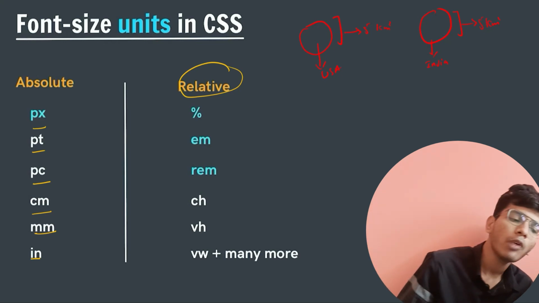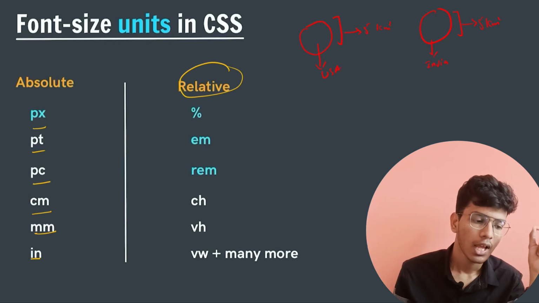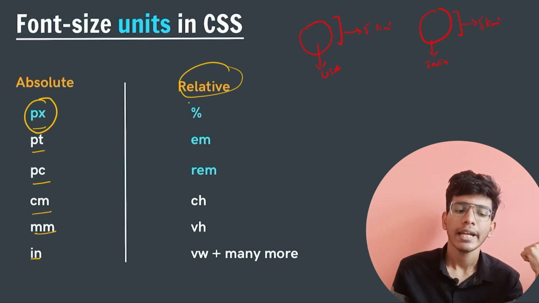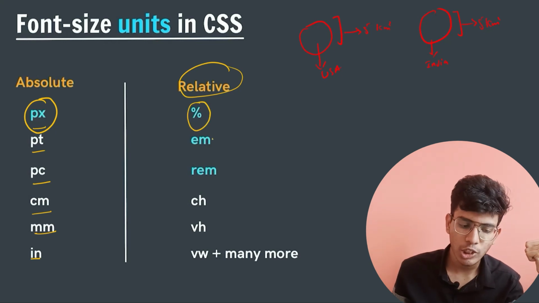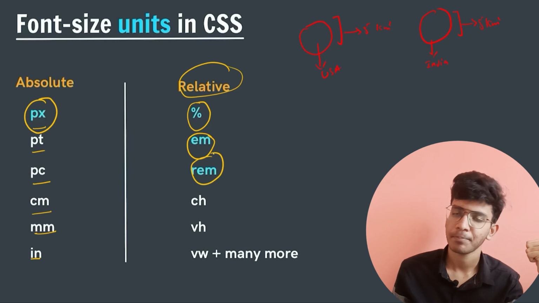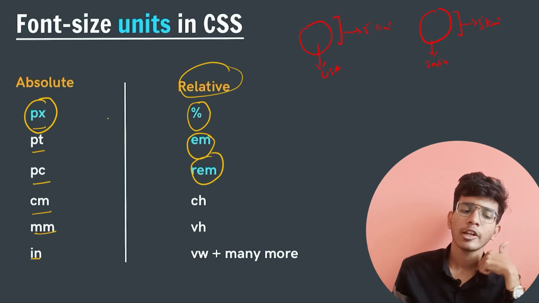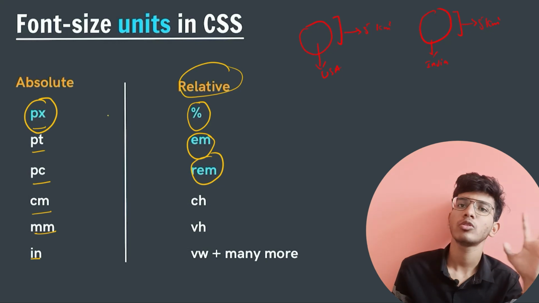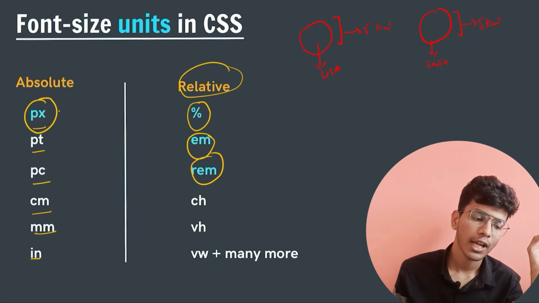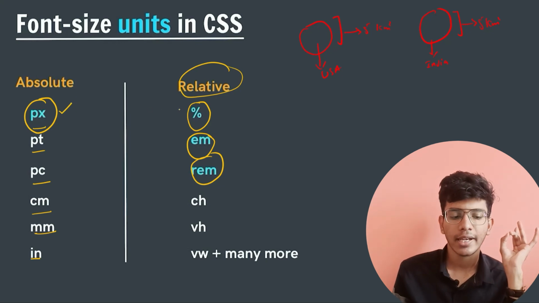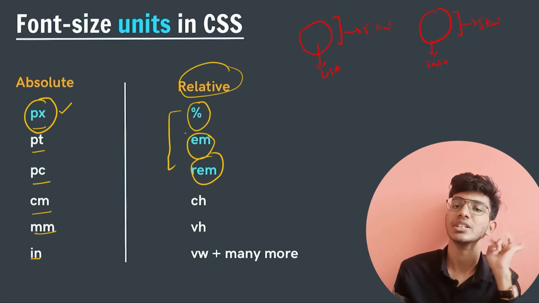Like this we have two types of different units, and most of the time in absolute units we are going to use pixels. In relative units we are going to use percentage, em and rem. We will talk about them in detail, but for now you need to understand two types of units. We have two types of units, and most of the time in absolute we are going to use pixels, and in relative units we are going to use these three things.